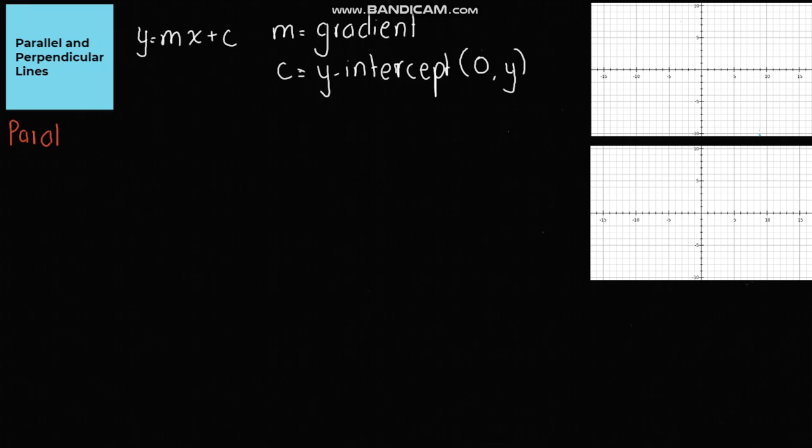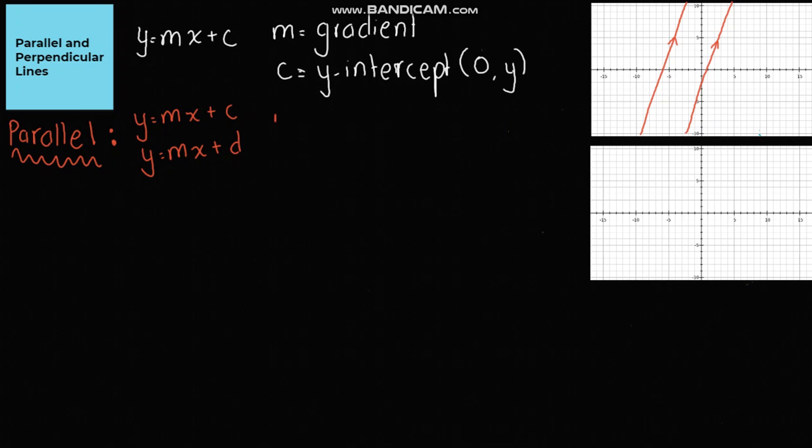Two lines are parallel if they keep on going forever without intersecting, and in order for that, they must have the same gradients but different y-intercepts. If they have the same gradient and the same y-intercept, that means they're coincident. They are the same lines and they overlap each other. An example of parallel lines would be like this. These two lines keep on going without touching, and to represent that they're parallel, they would usually be given markings like that.